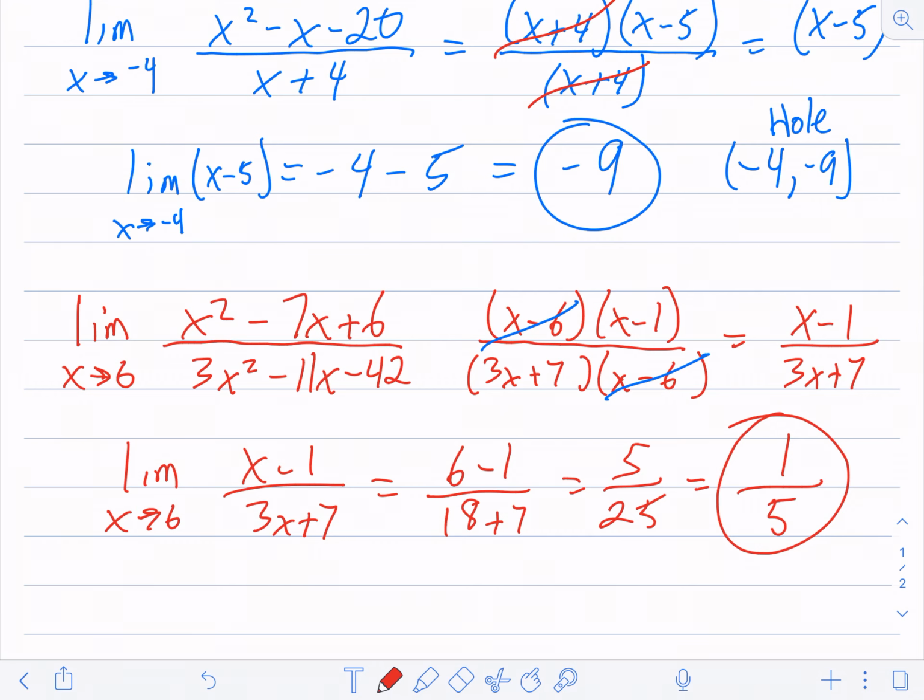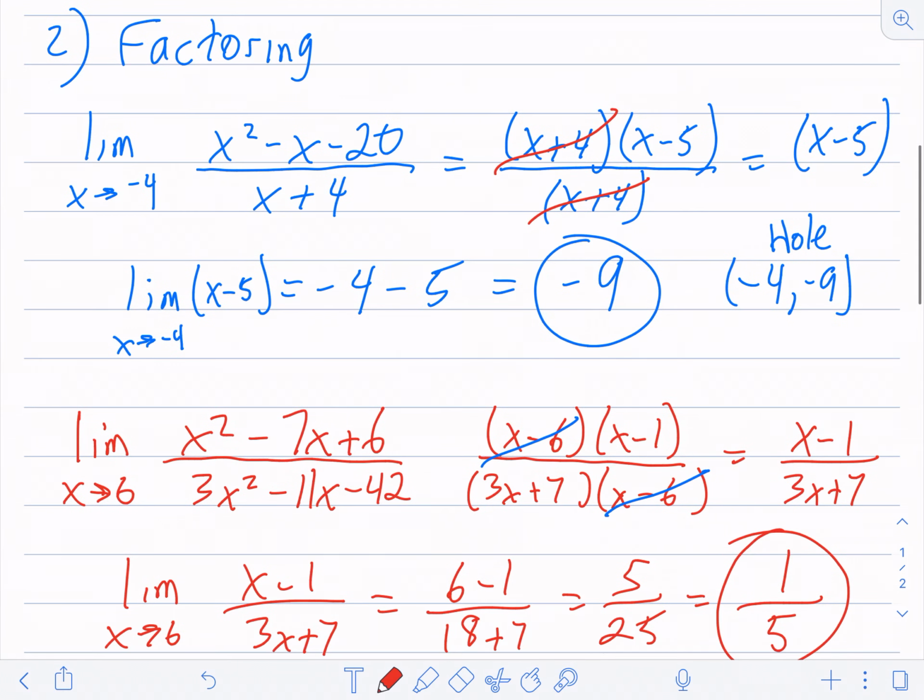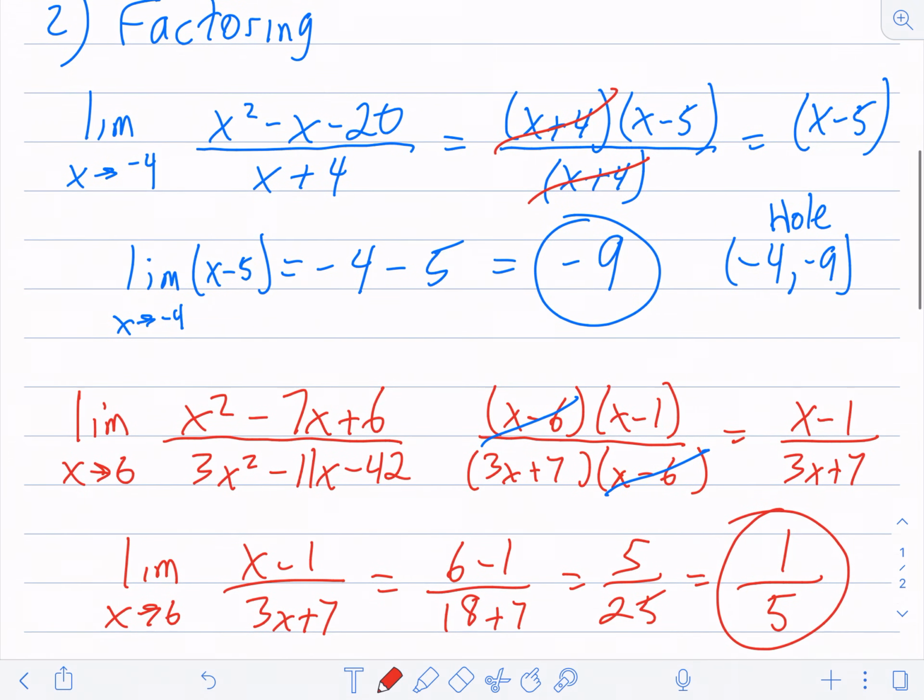And that's how you can do our limits by factoring. We're going to factor out a common term, cancel, and then hopefully use direct substitution.